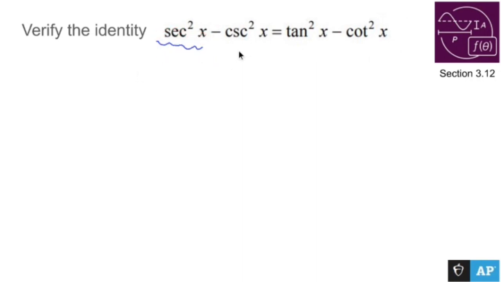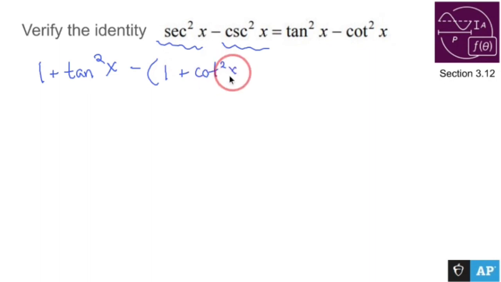So this is what I see here. I see a Pythagorean theorem identity right here, and I see a Pythagorean theorem identity right there. Secant squared x is the same exact thing as 1 plus tangent squared x. Minus cosecant squared x is the same thing as 1 plus cotangent squared x. Oh, how they look so similar to each other.